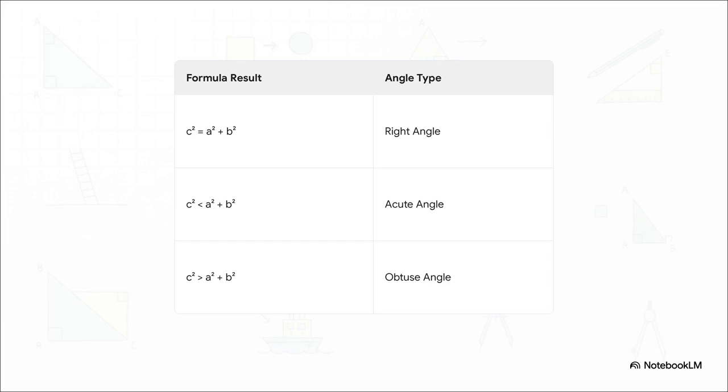If you square the longest side, c squared, and it perfectly equals the other two sides squared, a squared plus b squared, then boom, you have a right angle. It's a 90-degree triangle. But what if c squared is less than a squared plus b squared? Then the angle opposite side c is an acute angle, meaning it's less than 90 degrees. And if c squared is greater than a squared plus b squared, the angle is obtuse, meaning it's wider than 90 degrees. So by testing the sides, we literally unlock the secret of the angles.